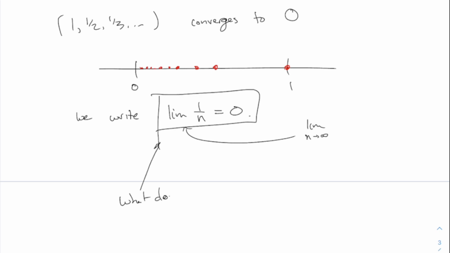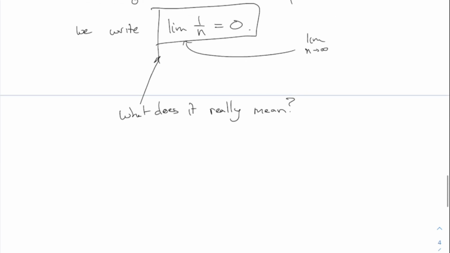What does it really mean? As I've said in the past, this business about as n gets really, really big, something or other gets really, really close to 0. This is not real technical language. This is kind of like the "when a mommy and a daddy love each other very much" kind of language. I want to say very specifically what this really means. What does it really, really mean?